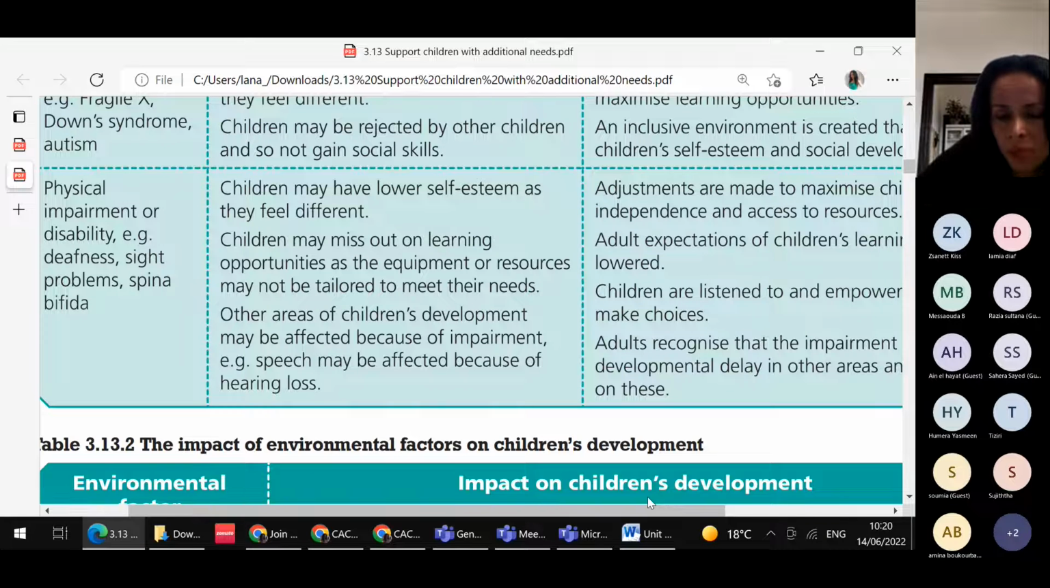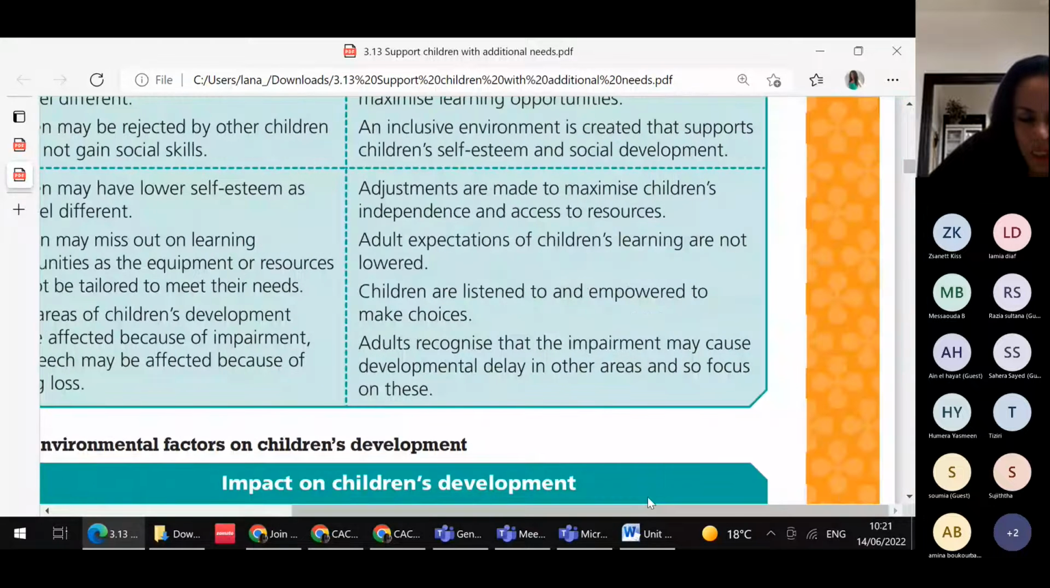Many resources they might not be able to use. For example, if it is just a normal book, maybe the writing is too small and he wouldn't be able to read it. Maybe if they have speech difficulties or hearing loss, he may not be able to take part in the class. So all this is the potential impact on the child.